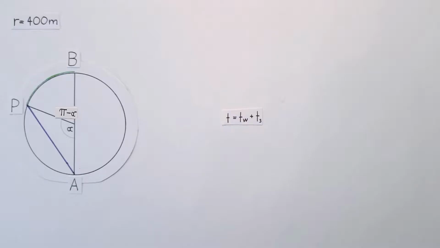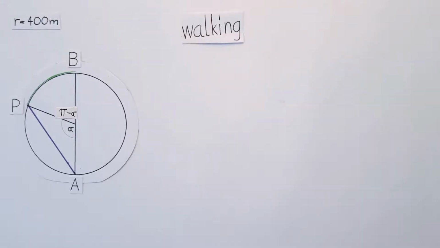We will calculate the swim time as well as the walk time as a function of alpha. Then we will sum them up to get the total time needed. This formula will then be optimized. So let's start with the walking distance.